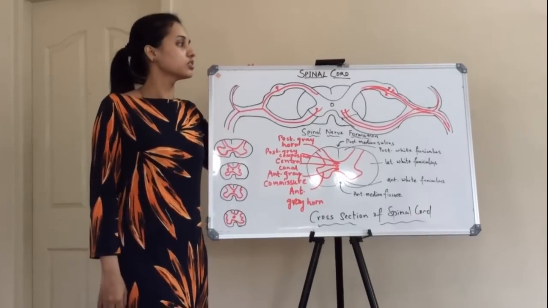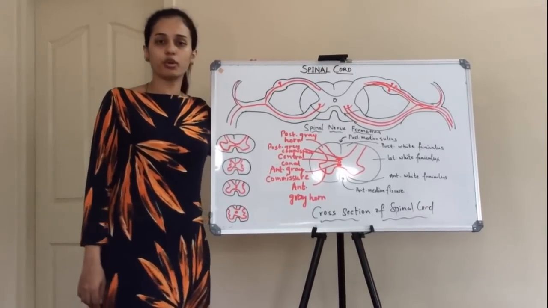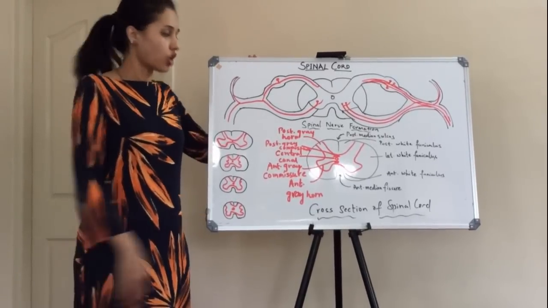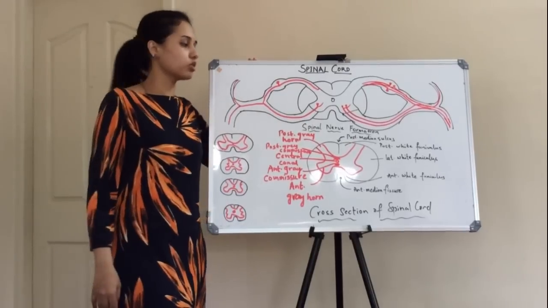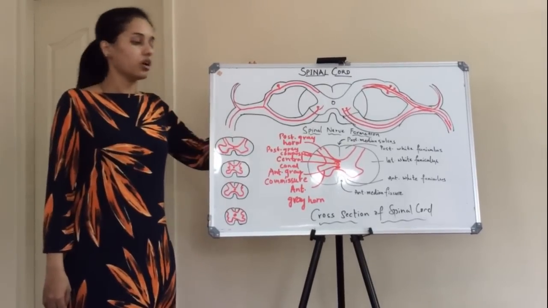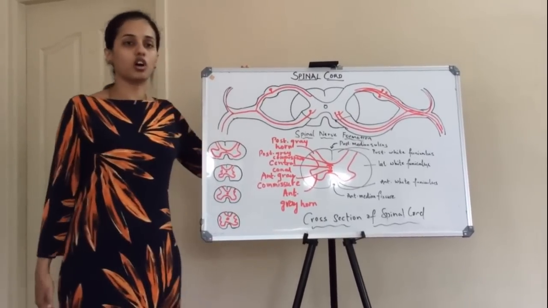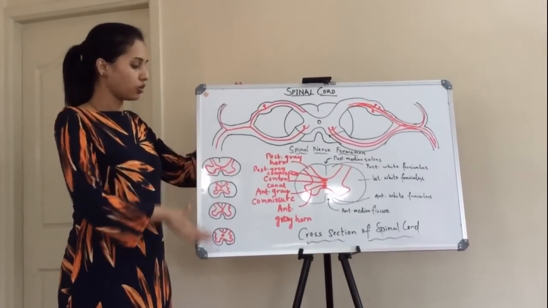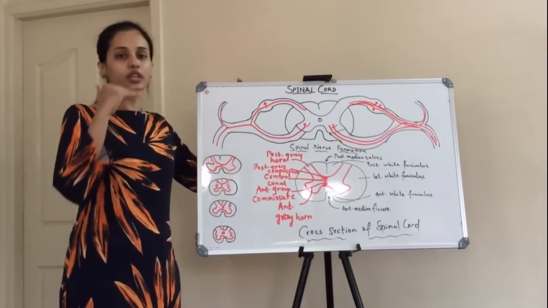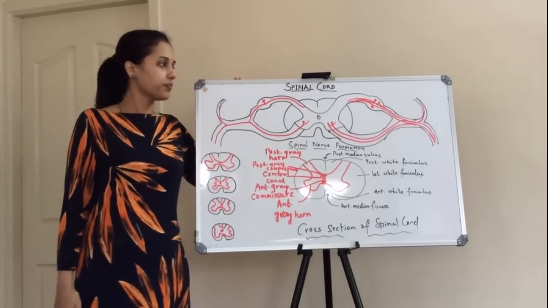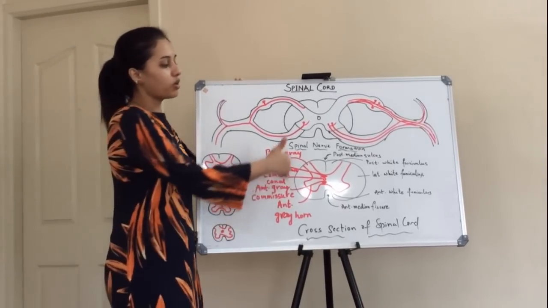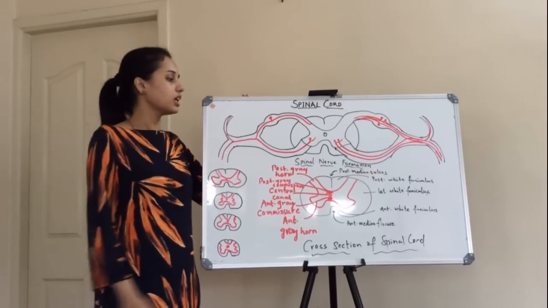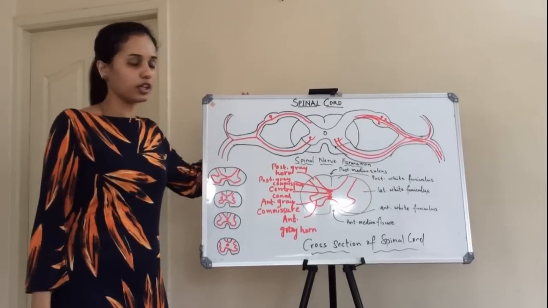Hello everyone. So this class is again about the anatomy of the spinal cord. This is part 2, where I will be talking even more in detail about the spinal nerve formation, then the cross section of the spinal cord, mainly the internal features, and how the sections are seen in different levels of the spinal cord, and also about the white matter and the grey matter area of the spinal cord. Let's start with the spinal nerve formation.